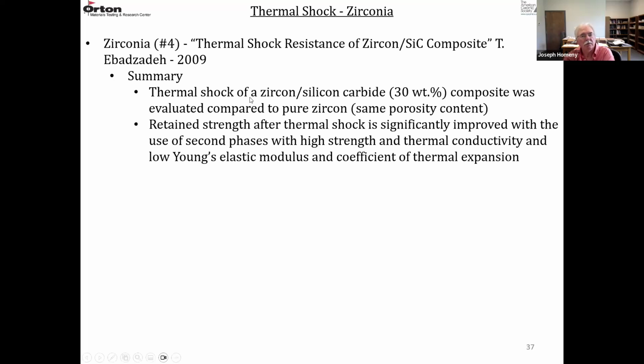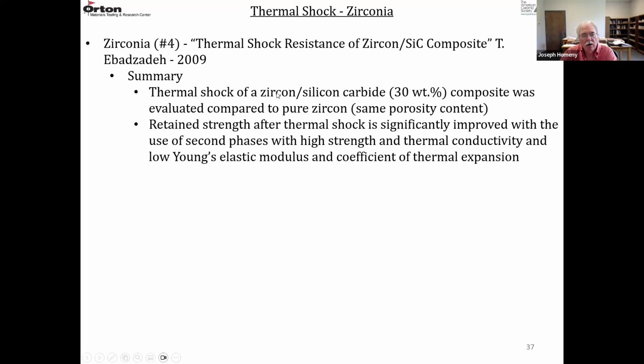And then the last material here is actually a composite material. We're looking at zircon, the silicate version of zirconia, zirconium silicate. So they used silicon carbide inclusions to improve the thermal shock resistance of zircon. This is a 2009 paper.